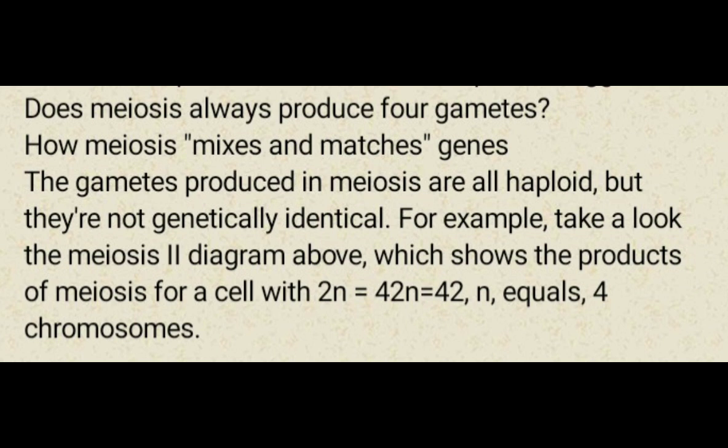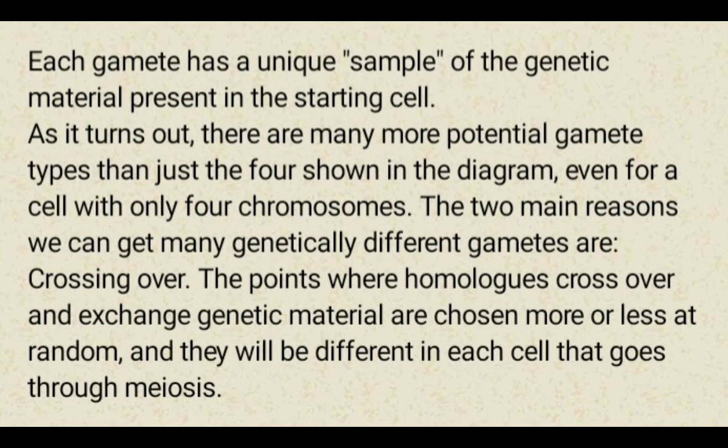How meiosis mixes and matches genes. The gametes produced in meiosis are all haploid, but they're not genetically identical. For example, take a look at the meiosis II diagram above, which shows the product of meiosis for a cell with 2n = 8, n = 4 chromosomes. Each gamete has a unique sample of the genetic material present in the starting cell.